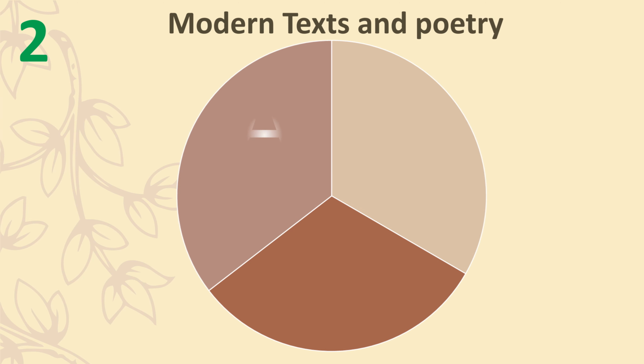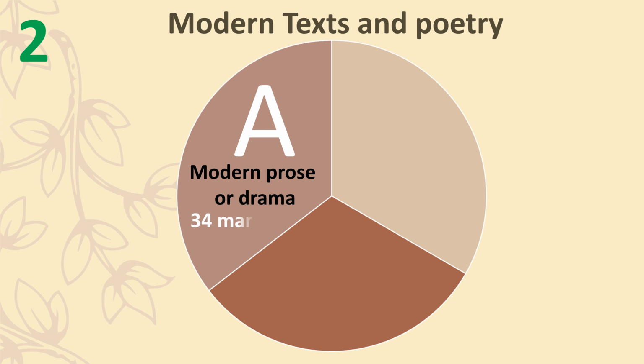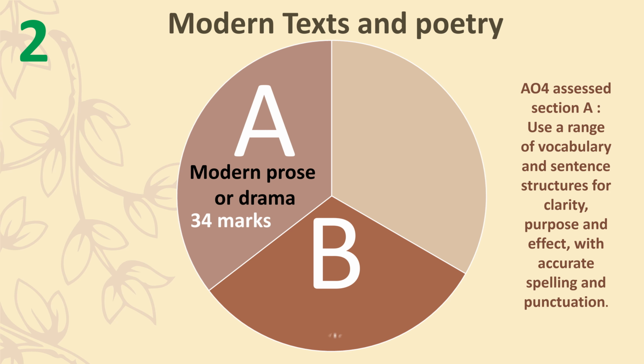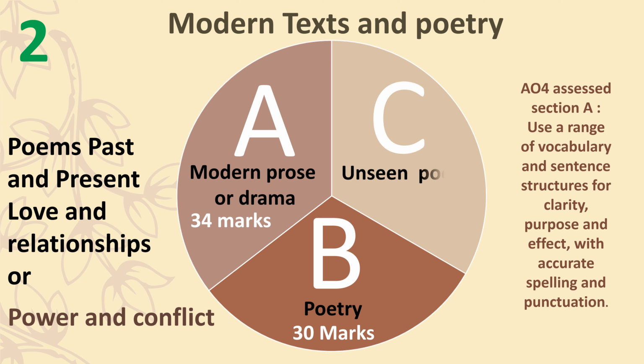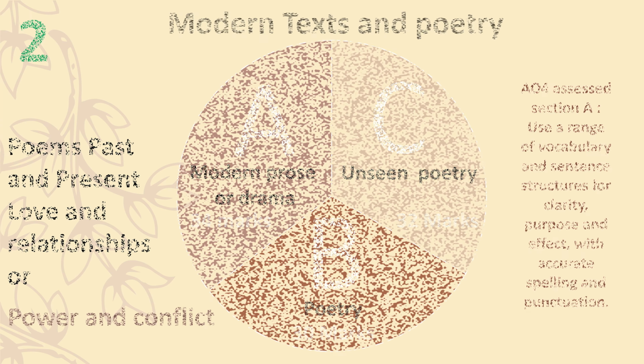Paper 2, modern text and poetry. Section A, this is your modern prose or drama for 34 marks. Section B is your poetry for 30, and this is poems past, present, love and relationships, or power and conflict. And then section C, this is your unseen poetry, totaling 32 marks.